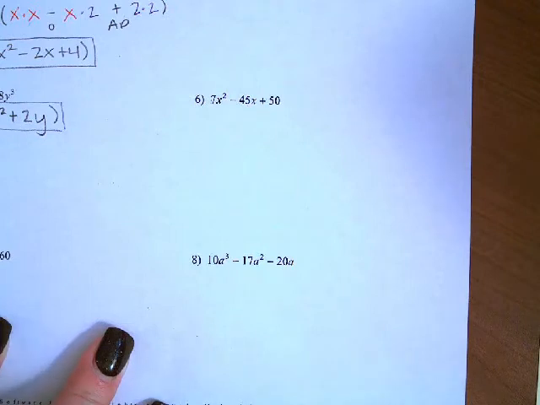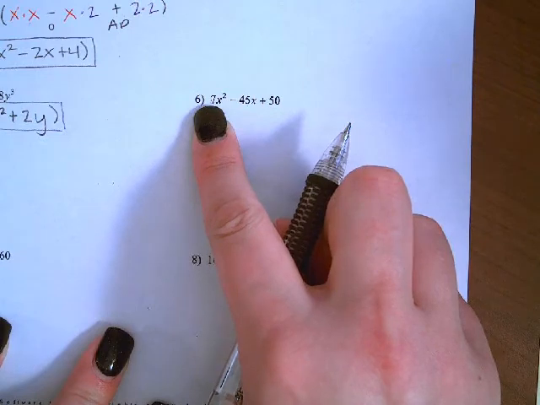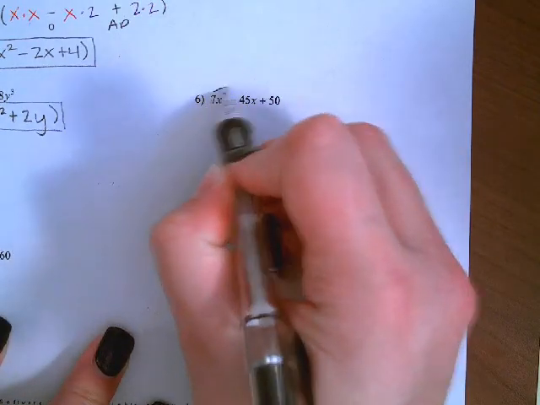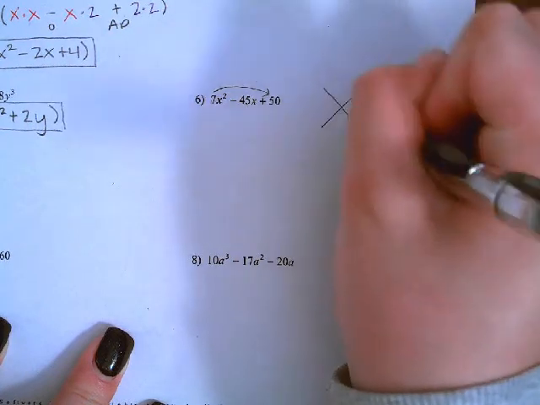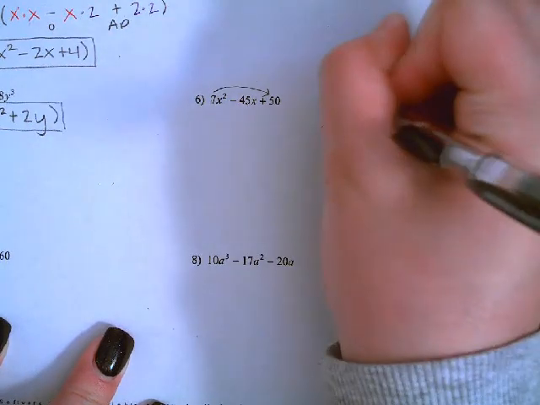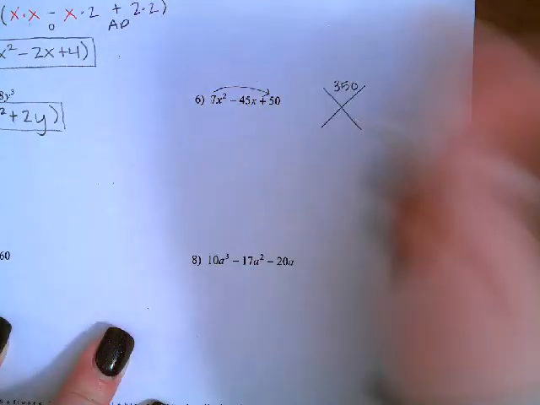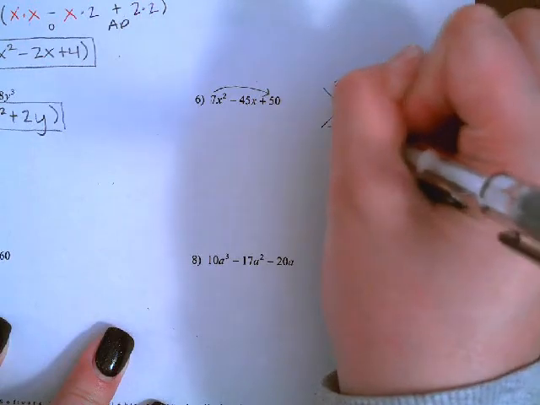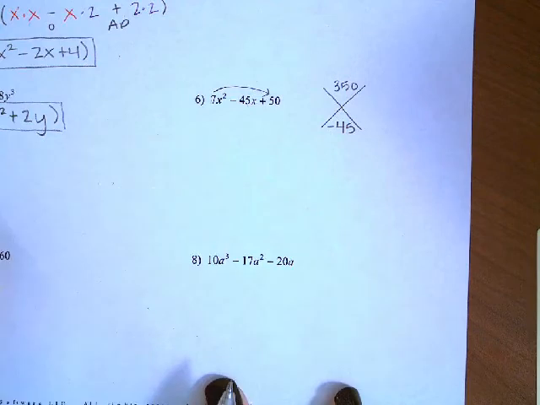So now what I want to think about is if this is a regular trinomial or if it's a slide divide problem. The 7 in the front tells me that it's a slide divide problem. I'm going to slide the 7 over to the 50. So I'm going to be looking for 2 numbers that multiply to 350. That's what I get when I do 7 times 50. So 2 numbers that multiply to 350 but add to negative 45.